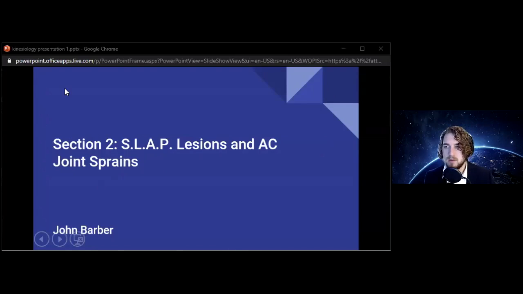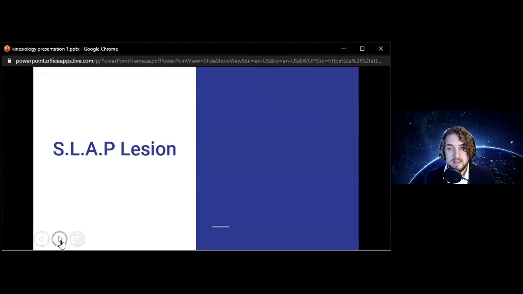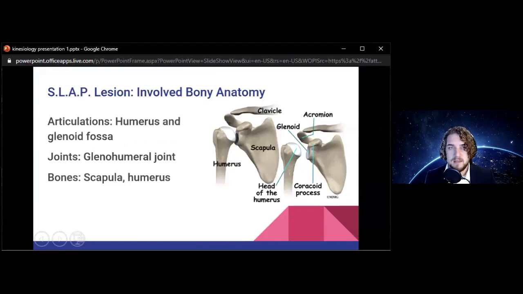Okay, so our first injuries we're talking about are the SLAP lesions and AC joint sprains. First is a SLAP lesion. It is called the SLAP lesion because it's superior labrum, anterior posterior. So pretty much your true shoulder joint has the glenoid labrum in the middle of it, and that is torn by the biceps tendon.